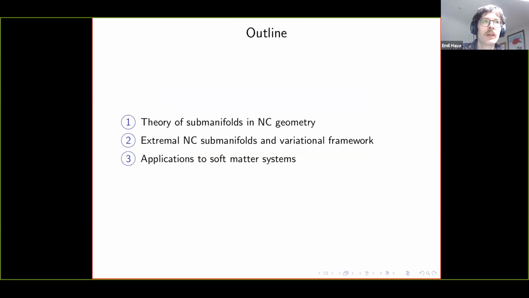So the outline of the talk is as follows. I'll begin by giving you a few more details about Newton-Cartan geometry and about submanifolds. Then I will talk about extremal Newton-Cartan submanifolds, which are nothing but submanifolds that arise as solutions to equations of motion that we get from actions. And of course, in order to get such equations, we'll need to have a proper variation framework. And then finally, I'll say a few words about how this actually has applications in soft condensed matter.